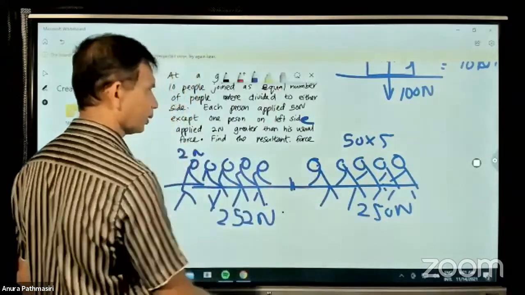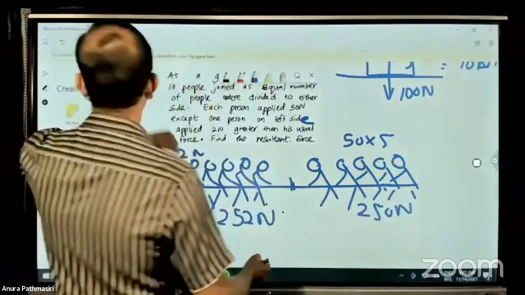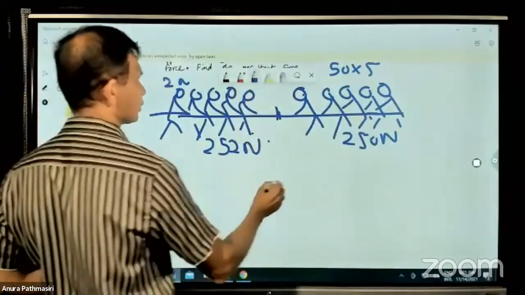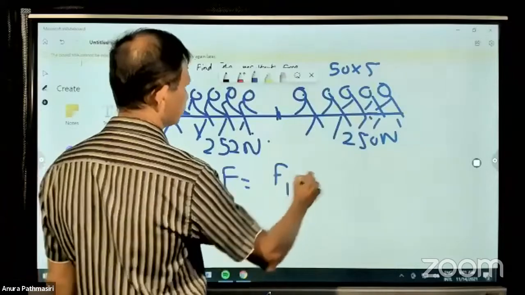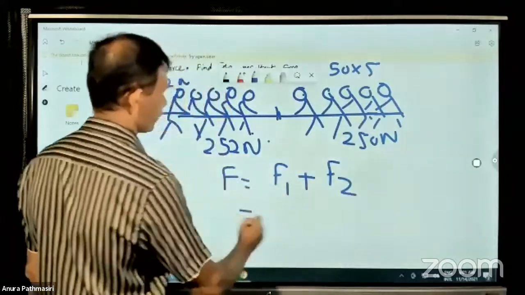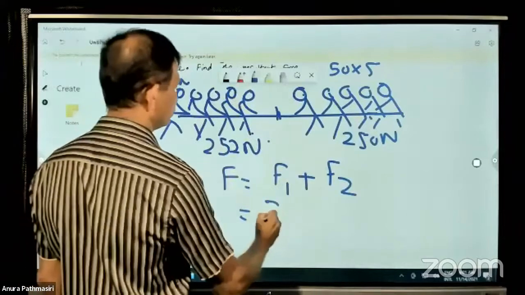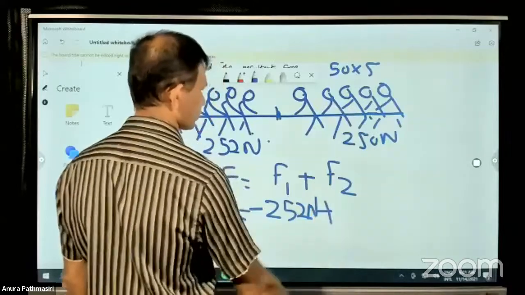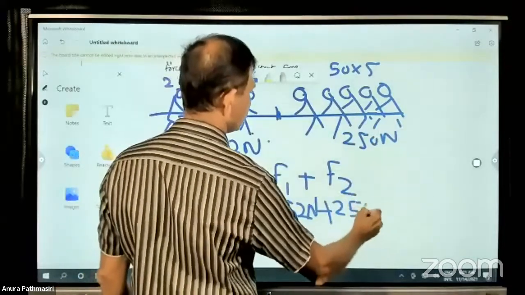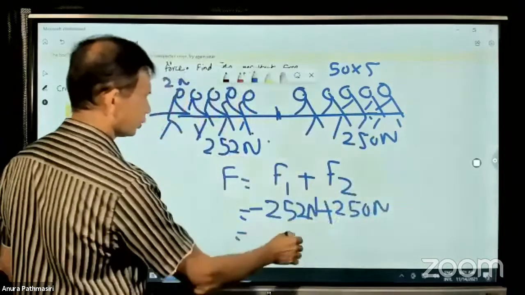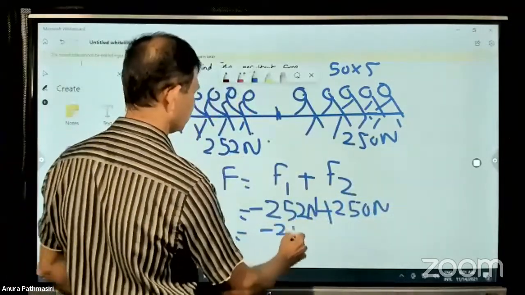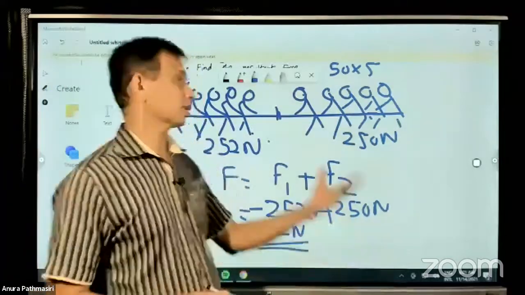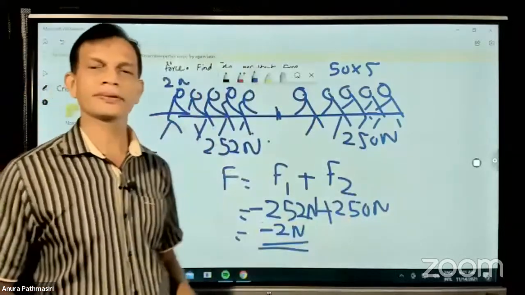එහෙනම් resultant force එක මොකද්ද? F equal F1 plus F2. Now F1 is negative 252 Newton plus 250 Newton. So the resultant is negative 2 Newton. That means you can say negative 2 Newton, or else you can write 2 Newton to its left side.